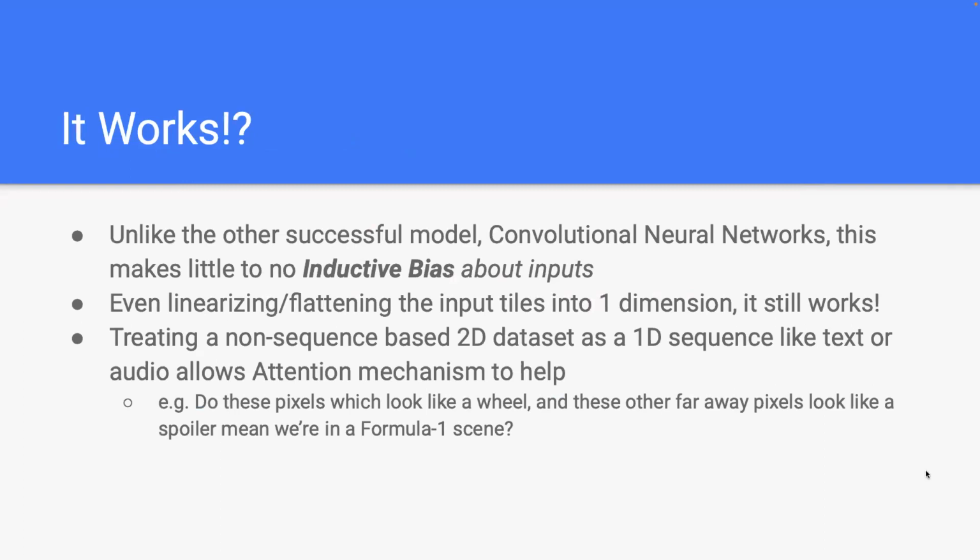And shockingly, it works. Unlike the other successful model, convolutional neural networks, transformers make very little assumptions about the input data. Convolutional neural networks make a lot of assumptions, like pixels are in a 2D arrangement, nearby pixels have some relation to one another, and so on. Even taking 2-dimensional data, flattening it into 1 dimension and feeding it into the transformer, it still figures out that this group of numbers looks like a wheel and these other far away things look like maybe a spoiler, so it's a Formula One scene, and it will end up classifying it. It's pretty amazing. Next slide.